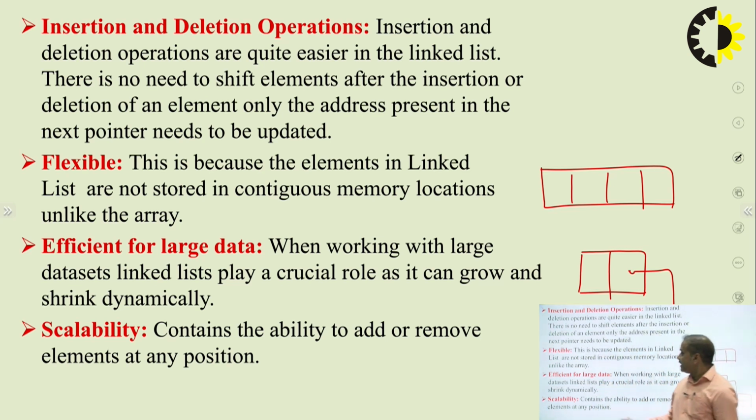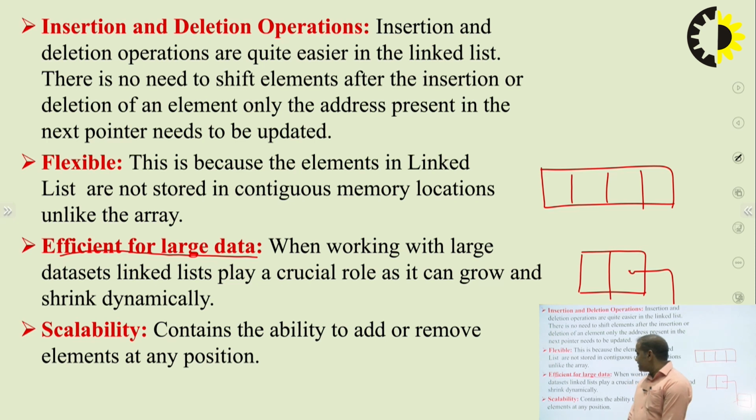Next point is efficiency for large data. It is efficient when our data is large. That means if I have 1,000 lakhs of data, in that case the linked list is efficient as compared to other data structures like array, etc.